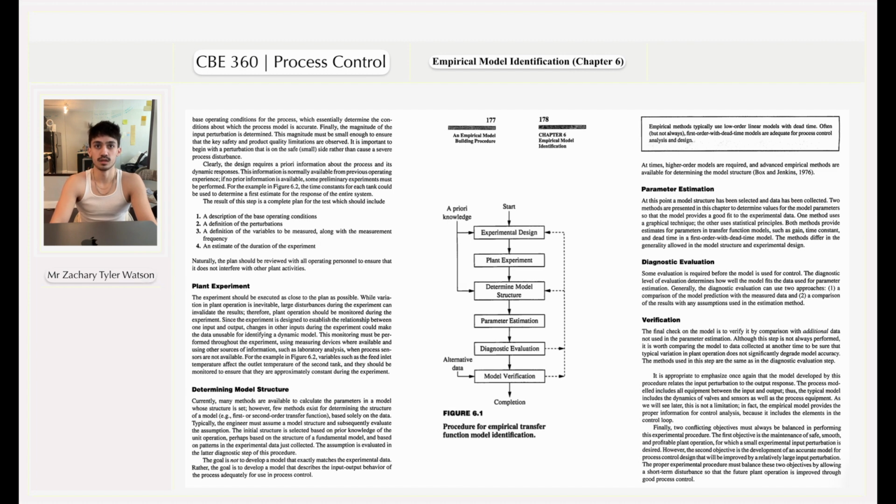Next, the plant experiment. The experiment should be executed as close to the plan as possible. While variation in plant operation is inevitable, large disturbances during the experiment can invalidate the results. Therefore, plant operation should be monitored during the experiment. Since the experiment is designed to establish the relationship between one input and output, changes in other inputs during the experiment can make the data unusable for identifying a dynamic model.